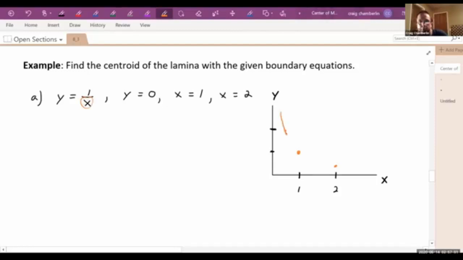It's actually part of a hyperbola. And we're only graphing the part in the first quadrant. There's another part in the third quadrant that we're not interested in. And then y equals 0 is the x-axis, so that's a boundary down here. And then x equals 1 is here. x equals 2 is here. So this is our planar lamina.